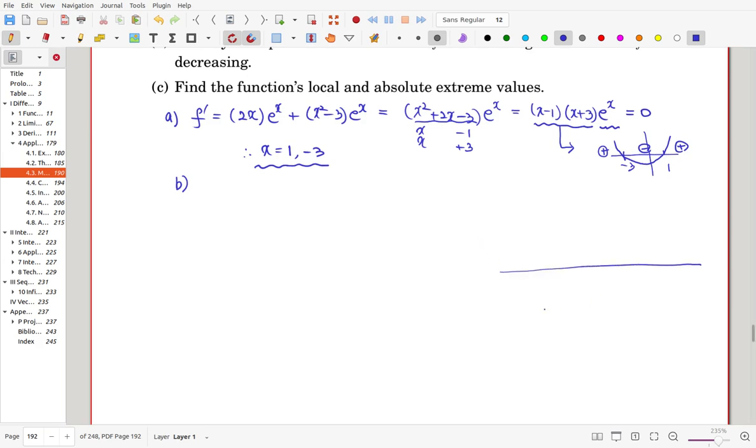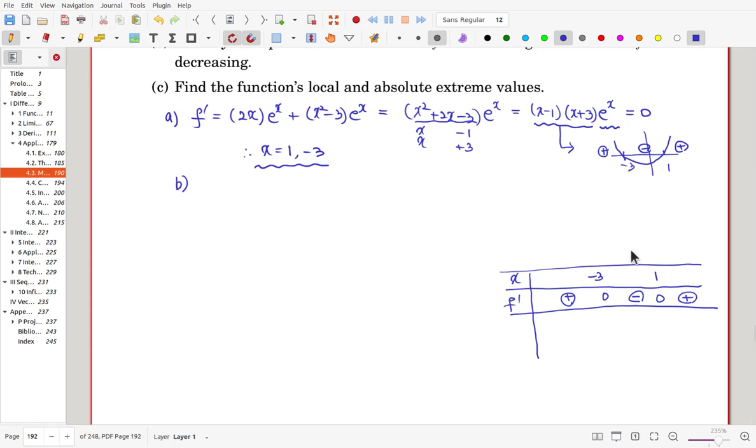Now, okay, we are making the table. That is now the x value. X is here minus 3 and 1. Then the sign of f prime: we have here that is 0, that is 0. Now that side is positive, and between minus 3 and 1 that is negative, and once x is larger than 1 it is again positive.